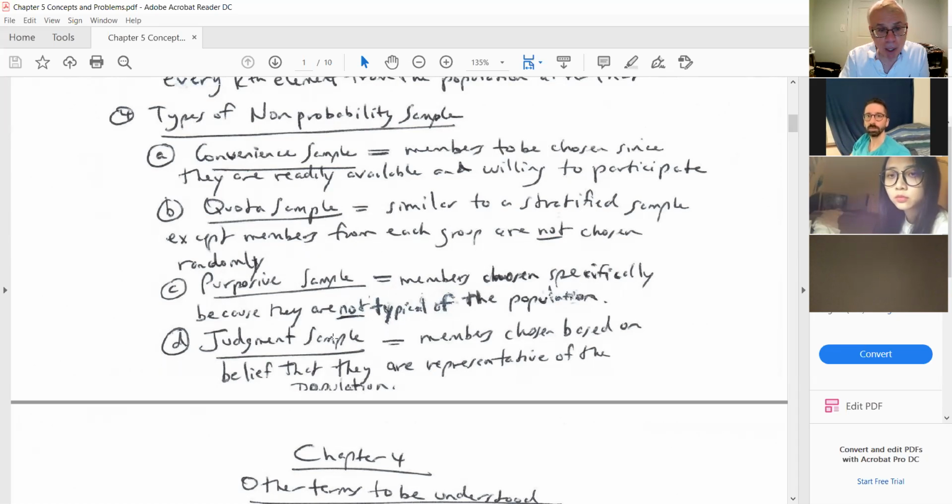A judgment sample, that you may think that the sample that you have is representative of the population. So there's just some feature that you're picking that says, yes, all these people represent the population. But again, you're not controlling for other possible factors which may influence the results. So all of these 4 non-probability samples can be biased and much different than the population as a whole. That's why we want to avoid doing a non-probability sample.